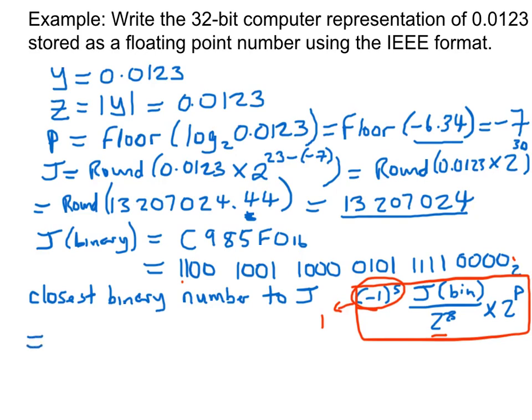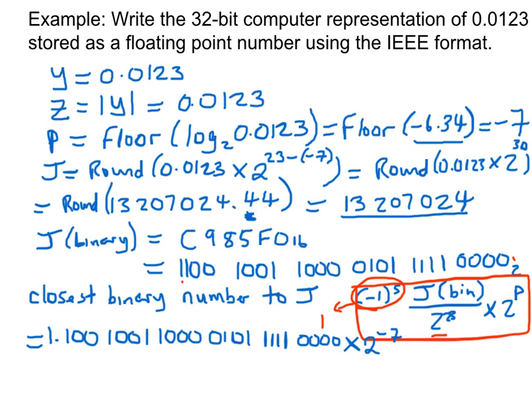1.100, 1001, 1000, 0101, 1111, and 000. And it's multiplied by 2 to the power of p, and the p value is, what did the p value turn out to be? Minus 7.